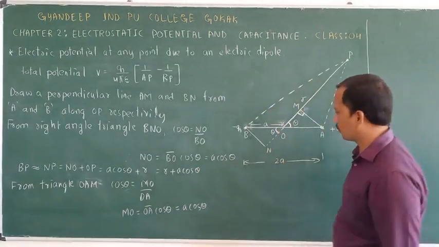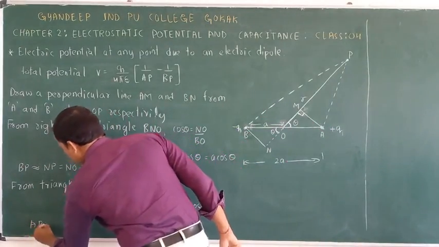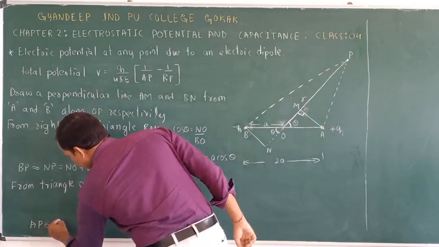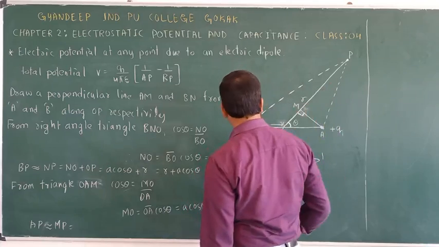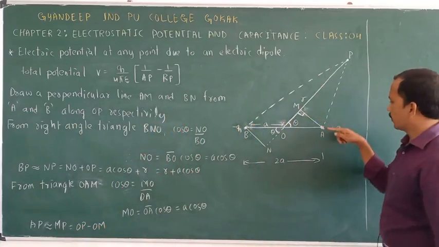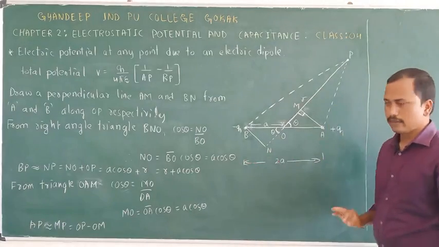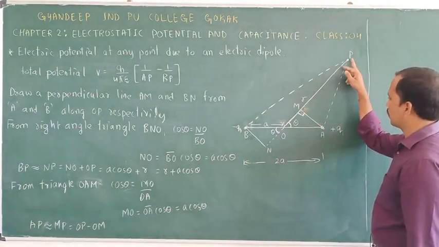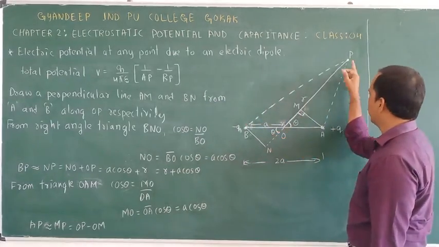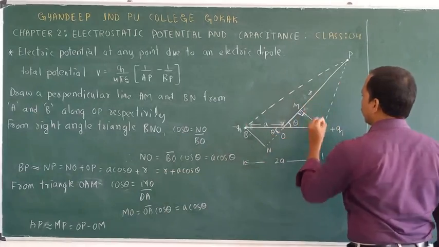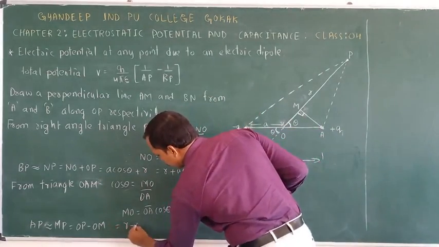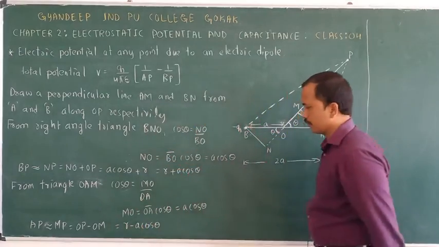So AP is nearly same as MP. So the value of MP we can get, MP is equal to OP minus OM, which is OP minus OA cos theta. So what is the value of OP? OP is nothing but R, so this is the distance R minus OA. OA is A cos theta. Therefore this is equal to R minus A cos theta. This is the value of AP.